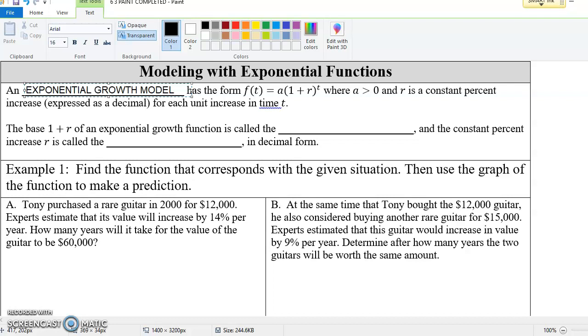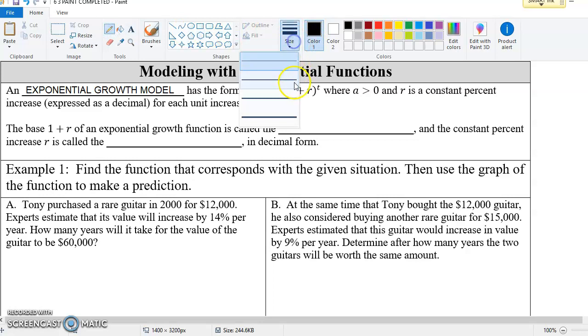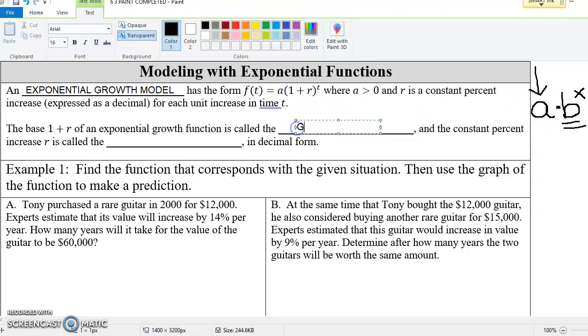we've got exponential growth models, which look like this, and then eventually we're going to get to the decay models. A simpler way of thinking about it is just you have A times B to the X. A is your starting amount. Whatever value you started with was A. And then your growth factor is going to be B, which I'll actually fill in the blanks right now here.